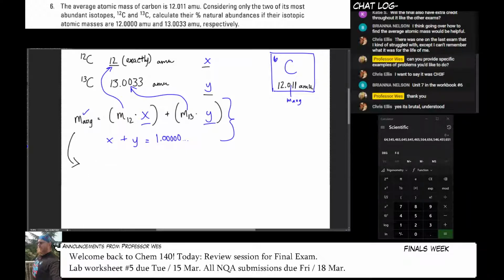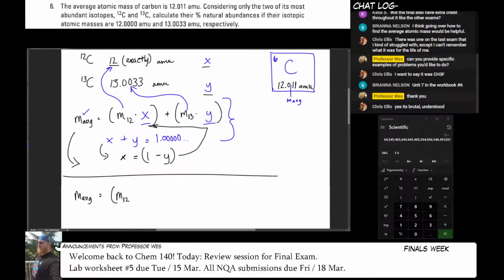So the first thing that we're going to do is solve this equation for one of the variables. I'm going to just pick X. So that means that X will be 1 minus Y. And I'm going to substitute that into the expression for X. I realized I pointed at the wrong thing there. And so that's going to look like this. So M average is going to be the mass of carbon-12 times X, which we've substituted, plus the mass of carbon-13 times Y.